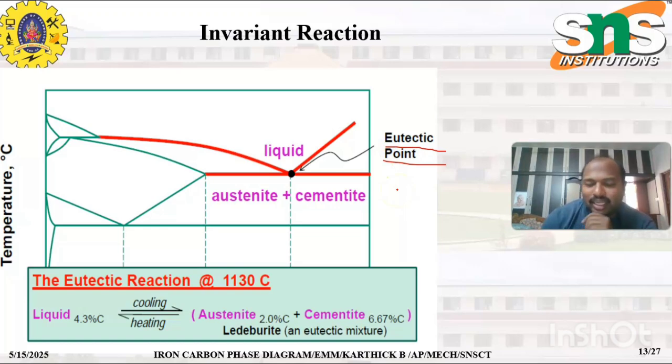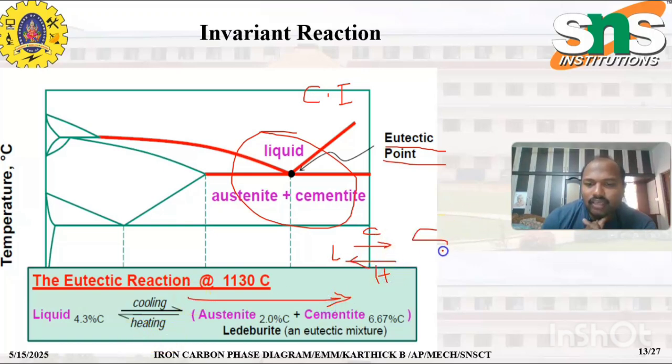Here there's a slight difference, an important thing to add. This eutectic reaction occurs completely in the cast iron part. The peritectic reaction that we saw in the previous slide occurs in the steel part, but this occurs in the cast iron part. Here, a liquid, on cooling, gives two different solids. If it is giving two different solids, then that reaction is known as a eutectic reaction.